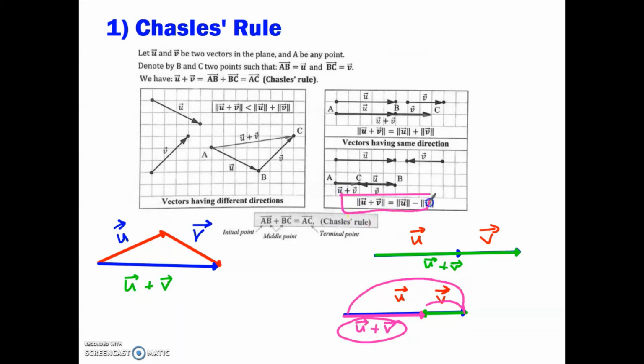And this is summarized here. Okay, so we notice two things. In case the two vectors have the same direction and sense, we will have this. In case they have opposite senses, we have this. Many students make the following mistake.